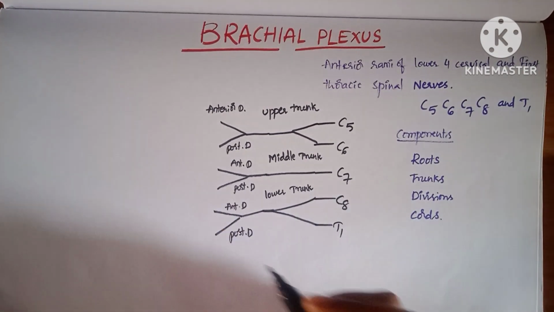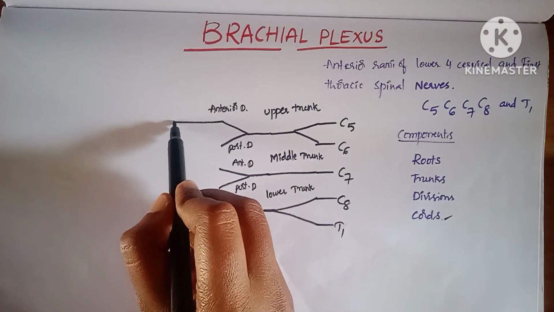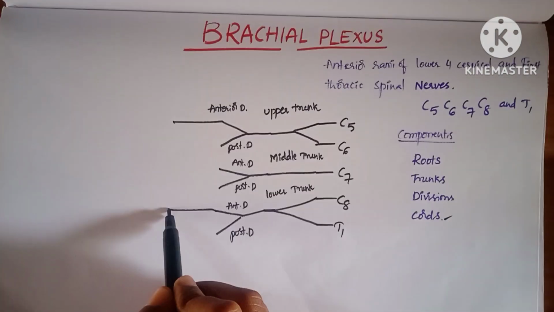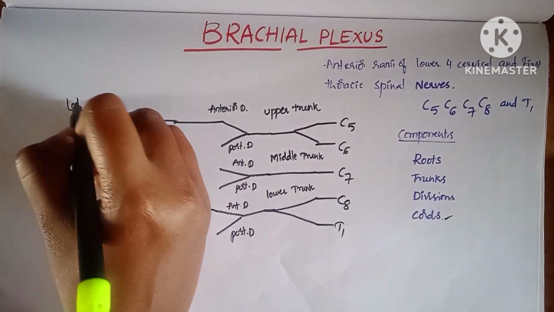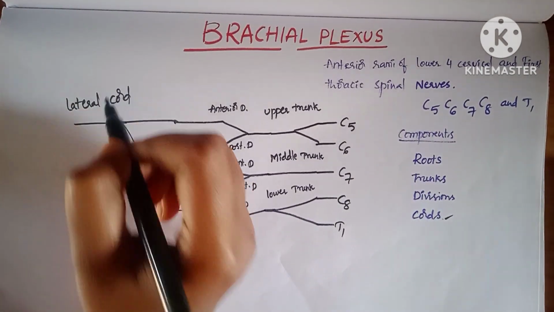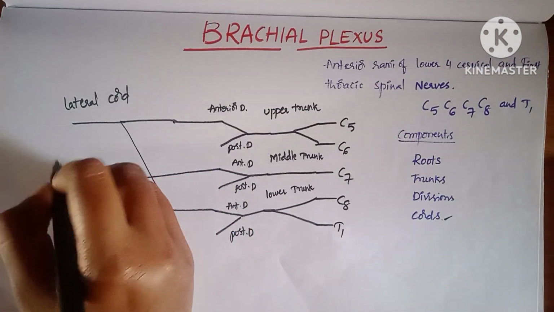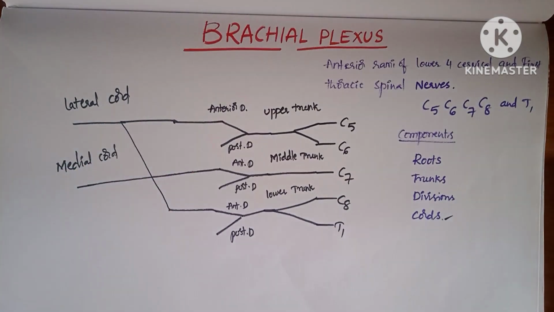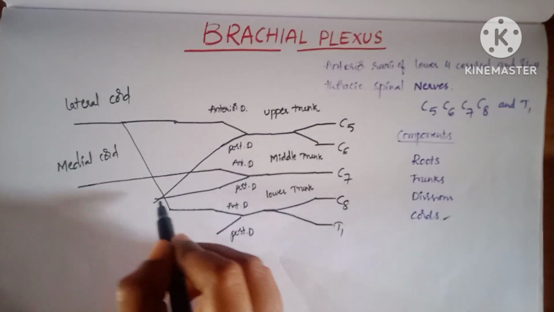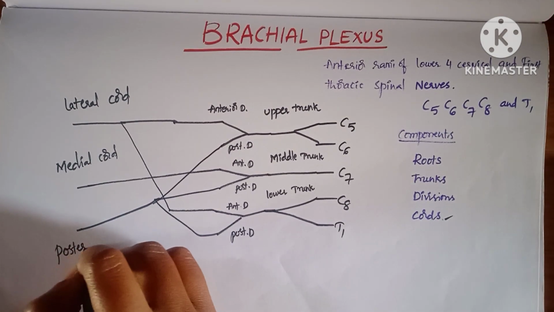From the divisions, cords are derived. All divisions are combined to form cords. Anterior division of upper trunk and anterior division of middle trunk together combine to form lateral cord. Anterior division of lower trunk itself forms medial cord. All the posterior divisions of upper trunk, middle trunk and lower trunk combine to form posterior cord.